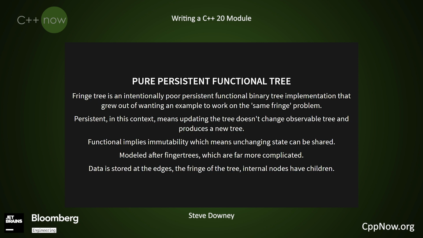Essentially, a fringe tree is one that stores all its data in the leaves, and the internal branches have no data associated with them. So the question often comes up: are these two fringe trees equivalent? That is, are the leaves iterated in the same order, even though their internal structure of branches may be quite different? Persistent in this context means that we don't modify the tree.